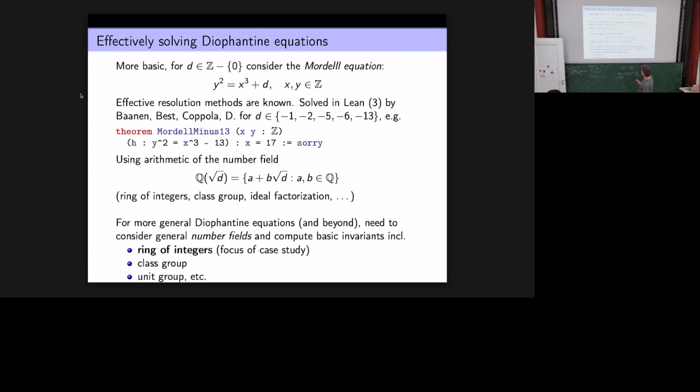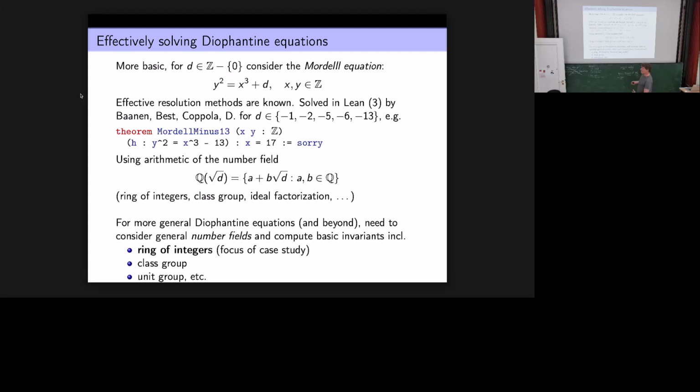So fix some non-zero integer d and consider the so-called Mordell equation. A square and a cube, when is their difference d? Solve it in integers: y squared equals x cubed plus d. This is actually a setting where effective resolution methods are known, and in the literature this is solved for d up to some large absolute value.